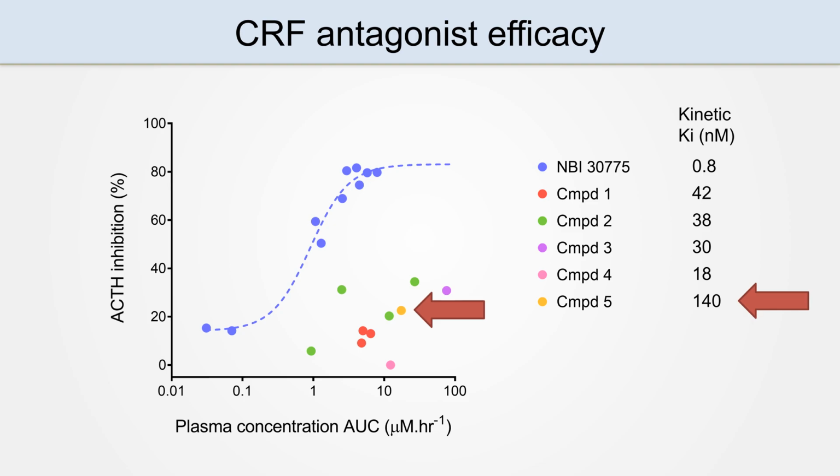This provides a real-world example of how a long residence time can impact drug discovery. 775 was much more potent than we thought it was compared with the other compounds, owing to its long residence time.